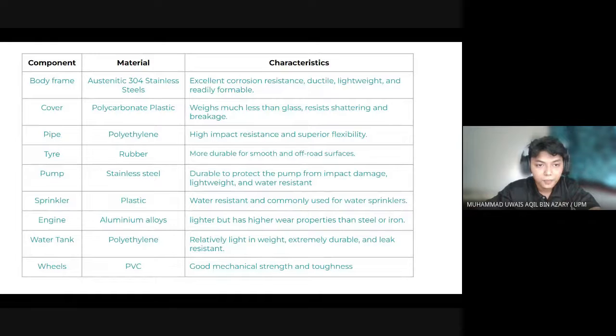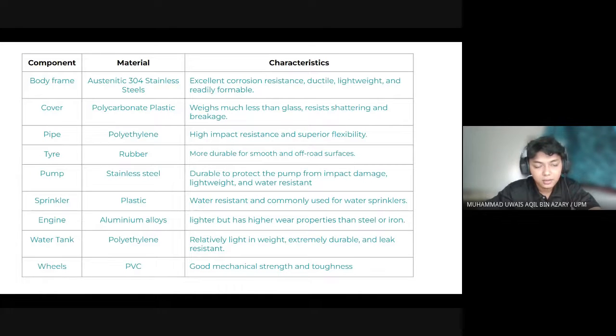And for the tire, we will use rubber because it is more durable and more suitable for the off-road surface. And for the pump, we will use stainless steel also because it is durable to protect the pump from impact damage. It is also lightweight and its water resistance is quite high. And for the sprinkler, we will use plastic as the material, because it is water resistant and commonly used for water sprinklers.